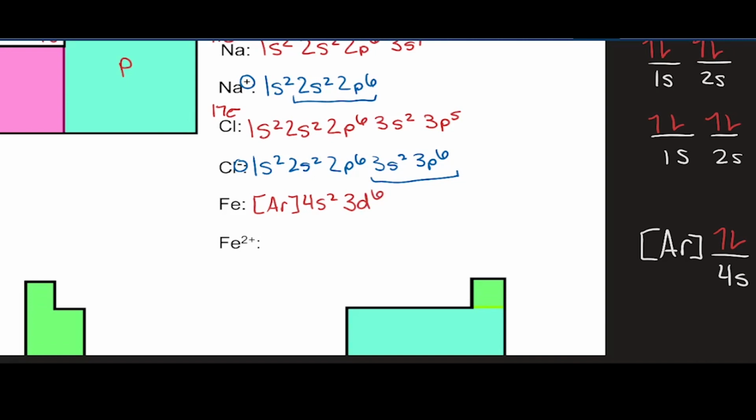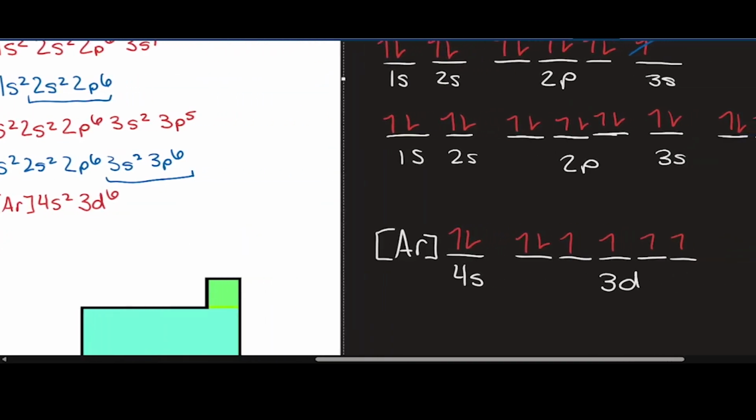3d6. Now, a lot of transition metals like to be positively charged cations, and a common oxidation state for iron is this positive 2. To get this positive 2, what we have to do is just remove the electrons from the 4s orbital. This is more easily accessible than the electrons in the 3d.